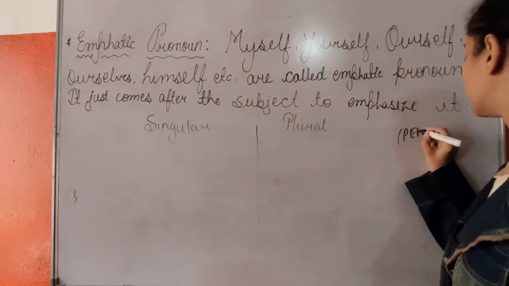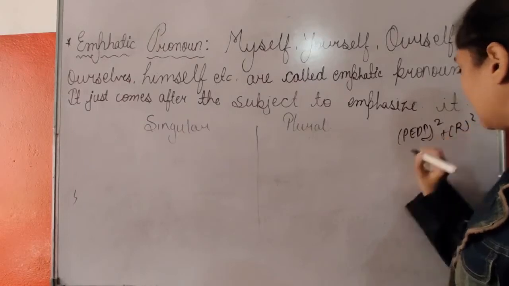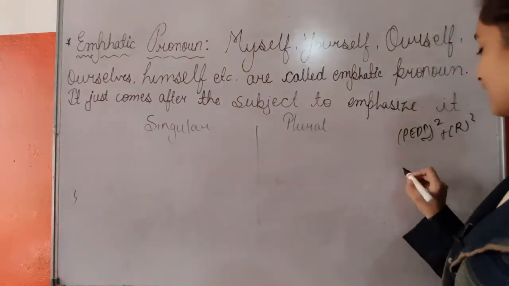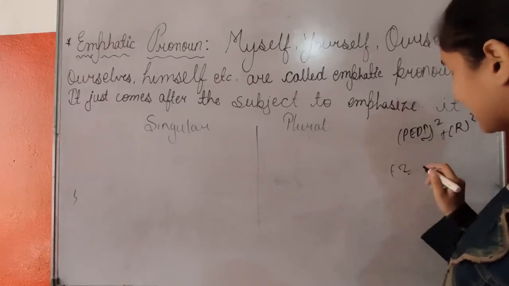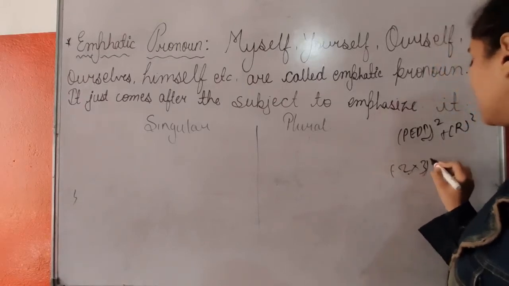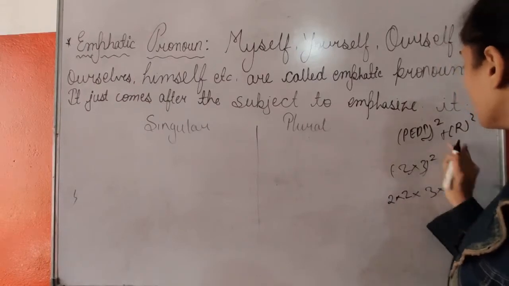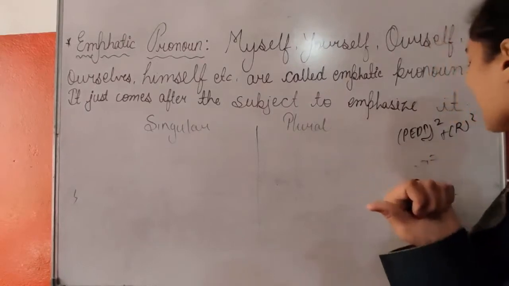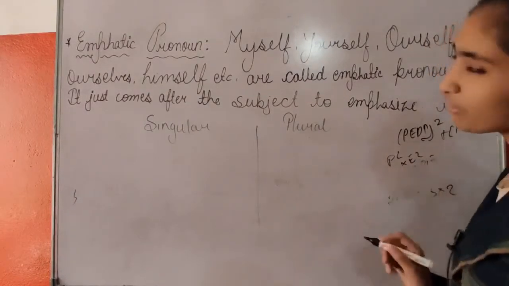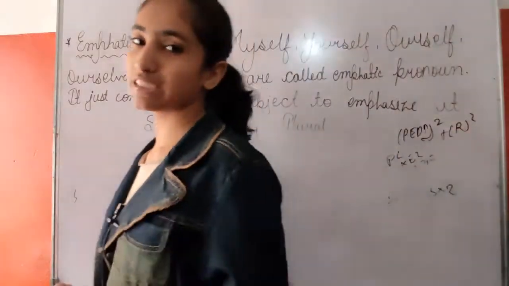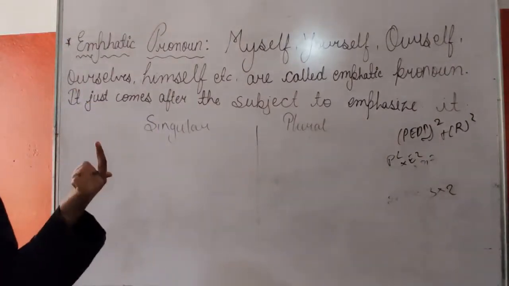PD, the whole square plus RQ. Here, square means if there is a square on 2 into 3, it means 2 is repeated twice and 3 is repeated twice. So here, it also demands P square and E square. We have covered P square, the personal and possessive pronouns, and now we are going to cover E square, the emphatic and exclamatory.